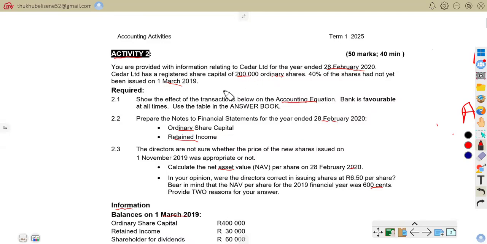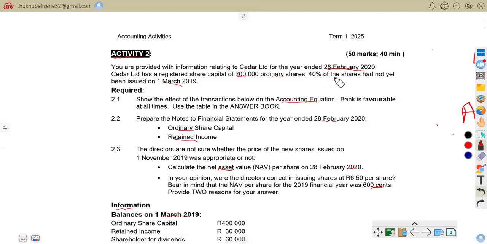So we also have ordinary share capital. Good people, ordinary share capital is the money raised by issuing ordinary shares to shareholders. It is very important to know these terms. We also have issued share capital. Issued share capital is a portion of authorized share capital, a portion of the 200,000, actually sold to investors. Hope you understand. Unissued shares are shares still held by the company, not yet sold or issued.